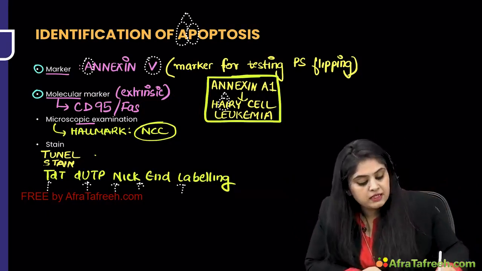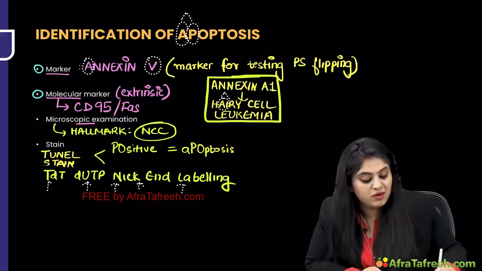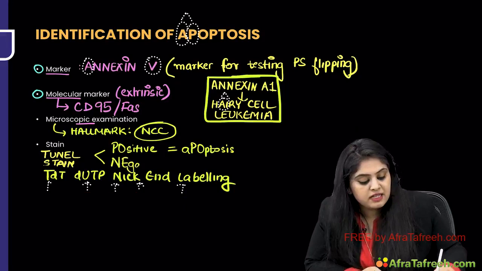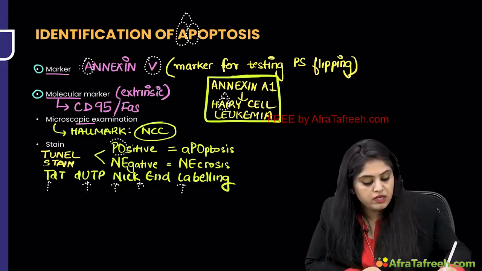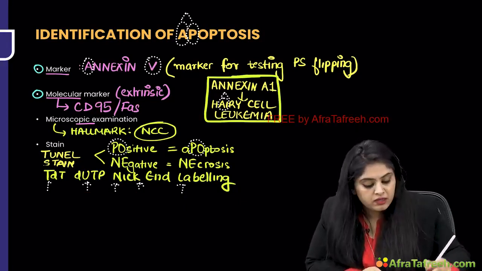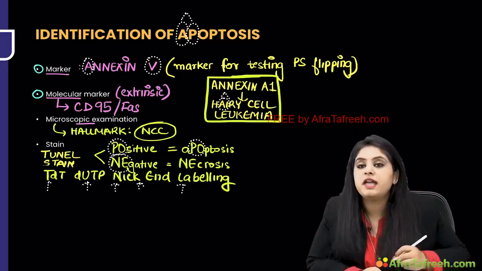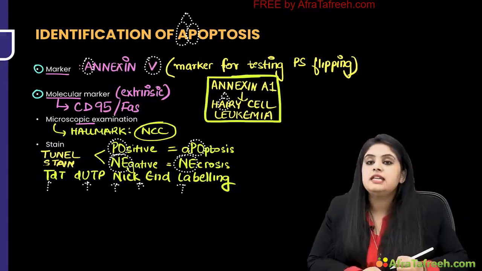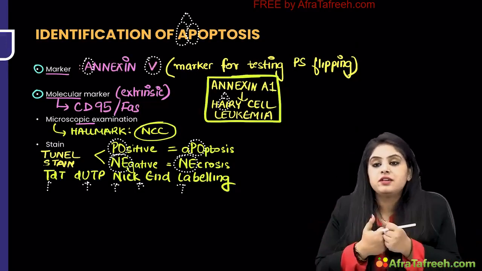Please remember, TUNEL is going to be positive in which cell death? TUNEL stain is positive in apoptosis, and look how I'm writing it, that is your mnemonic. And where is it negative? TUNEL stain is going to be negative in necrosis. Repeating once again, you have PO in apoptosis, so it is PO in positive. Positive in apoptosis. Same way, you have NE in negative, so you have NE in necrosis. So TUNEL staining is positive in apoptosis, negative in necrosis.